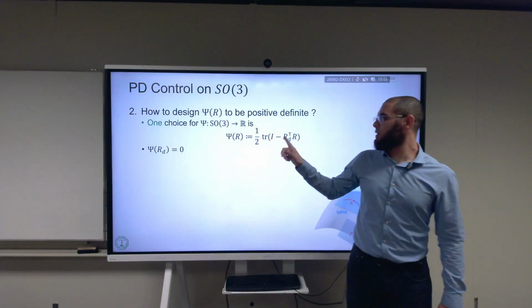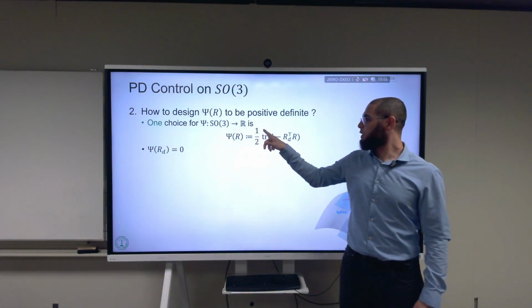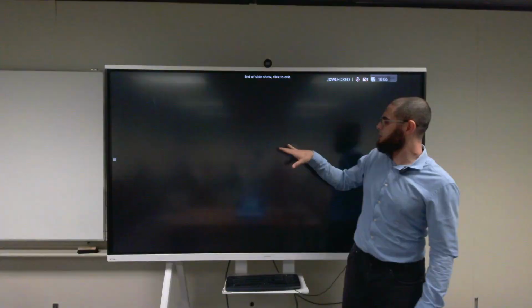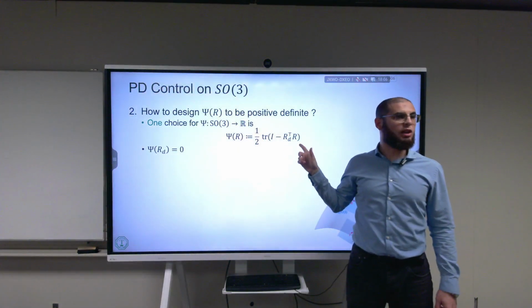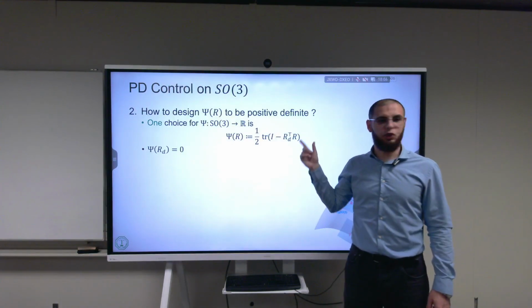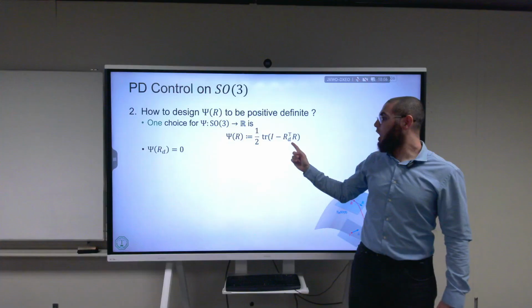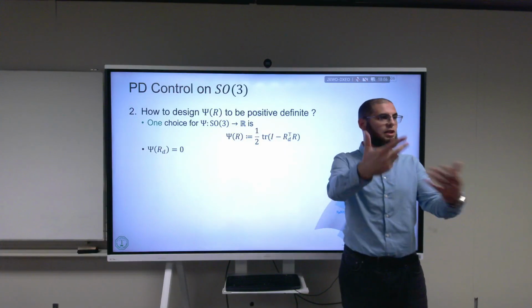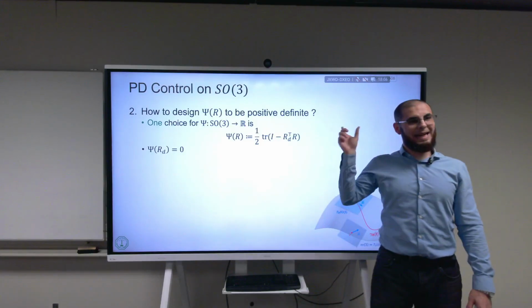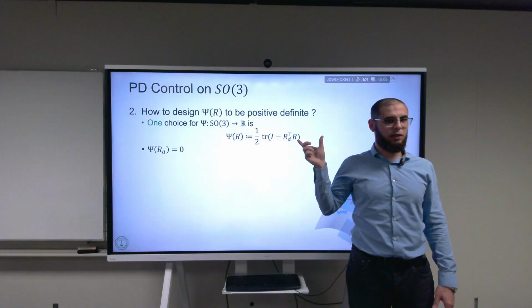When we talked about it, it was something like this. It was half transpose of I minus R. We did not write it R_d transpose R. We just wrote here R. And the R_d is just a constant, remember? It's just a constant matrix. So I'm just multiplying this by a constant. Exactly the same as what we had in the potential function of a spring.